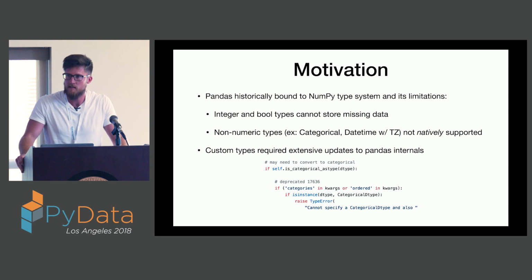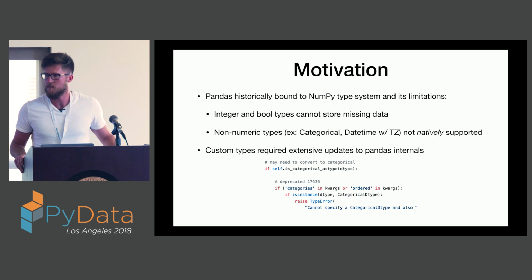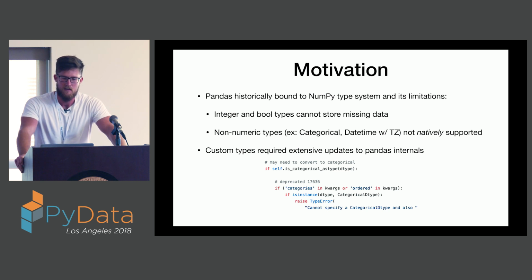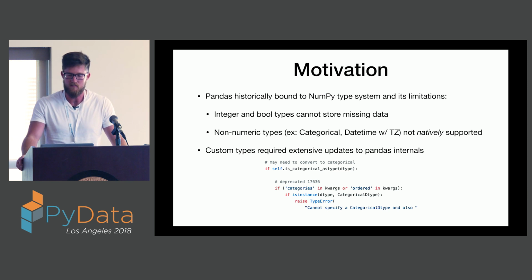Pandas historically is bound to the NumPy type system. NumPy is a great package, obviously responsible for a lot of the other packages' success that you've heard about here. But like any package, it's not without its limitations. So with integer and Boolean types, if you try storing missing data in an array with either of those types, good luck, it's not going to happen. And for things like categorical data, datetime with time zone, types like that, they don't exist in NumPy. They do exist in Pandas, which you may be familiar with, but that's not done without great effort to change the internals of the package to be able to support that kind of information.